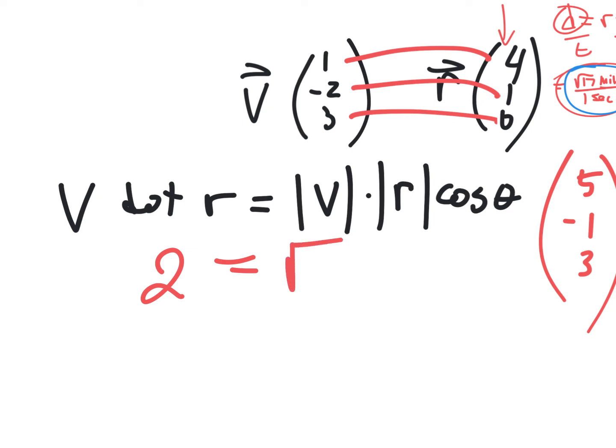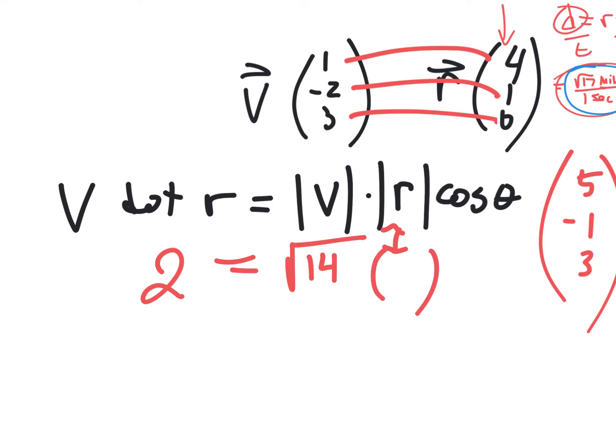It's a square root of, let's do it in our head quick. What's 1 squared? 1. 2 squared? 4. 3 squared? 9. 1 plus 4 plus 9. Square root of 14. And how about the magnitude of R? No, the absolute value of R. No. Magnitude R. Oscar.